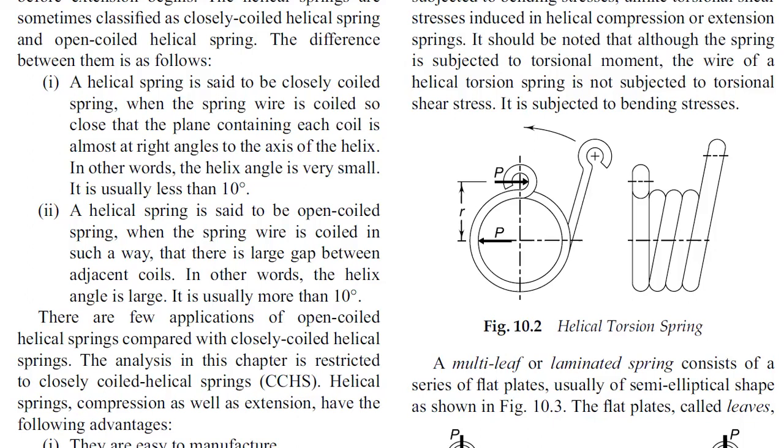In other words, you will say the helix angle is very small, approximately near to 10 degree. And when I say the helical spring is open coiled, it is used in such a way that there is a large gap between the adjacent coils. In other words, the helix angle is very large and it is more than 10 degree. So these are basically the two considerations in the design of a helical spring, and in different applications we can use these different types of spring in a different way.